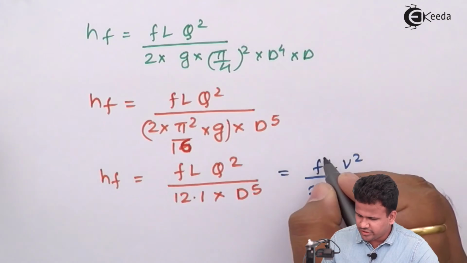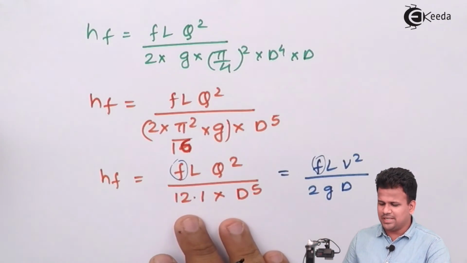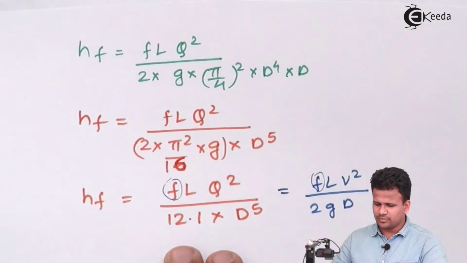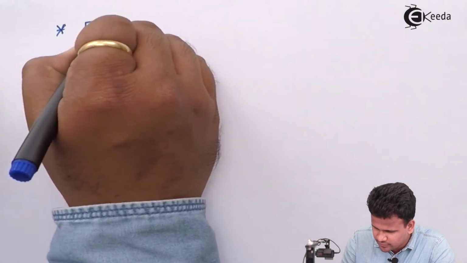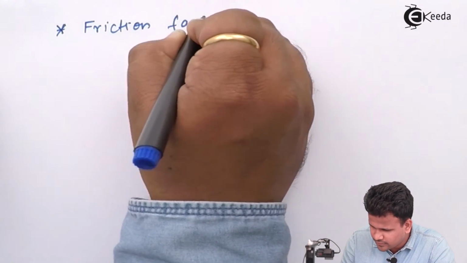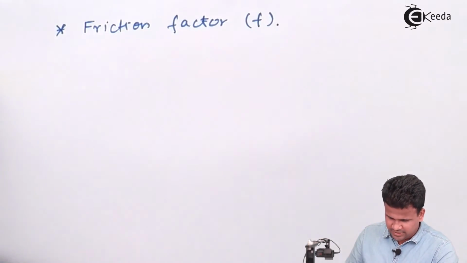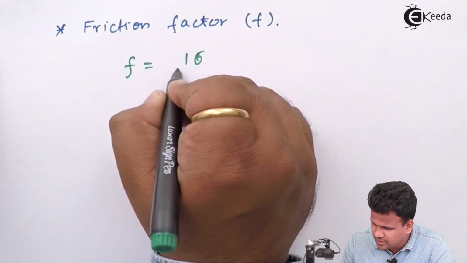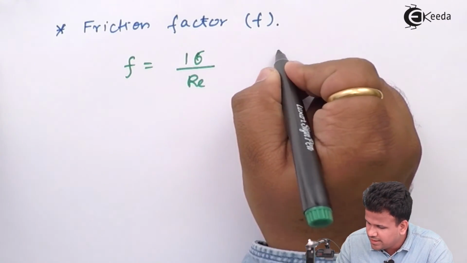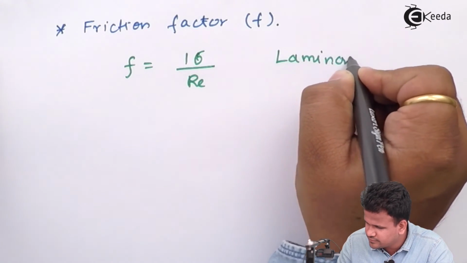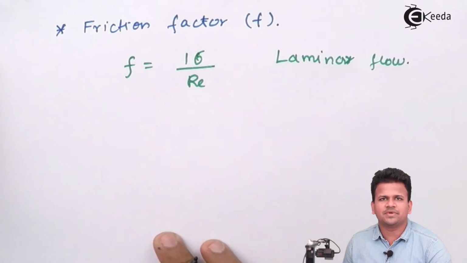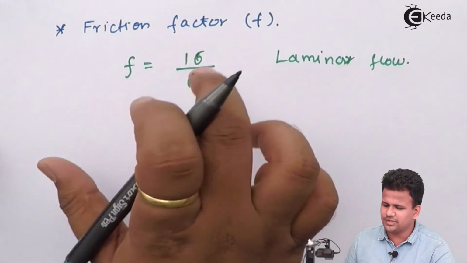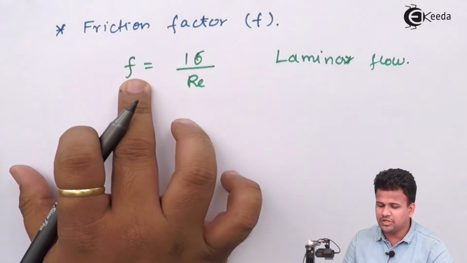Now let us understand what f is over here. This f is called the friction factor. So now let us understand the friction factor. This is termed as f. Now this friction factor f equals 16 upon Reynolds number if the flow is laminar. So if the flow is laminar, first we have to calculate the Reynolds number, and then divide 16 by the Reynolds number to get the friction factor for laminar flow.